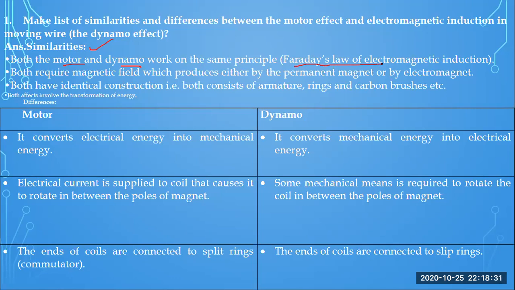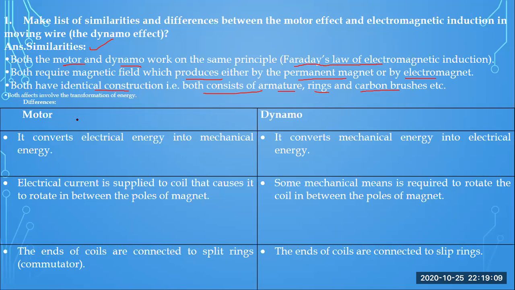Change of magnetic flux induces EMF in the coil. So whenever you want to induce EMF in any coil, you need to change the magnetic flux. Both require a magnetic field, which is produced by either a permanent magnet or an electromagnet. Both have identical constructions. Both consist of a coil, armature, ring, and carbon brushes. These are the similarities between the two.